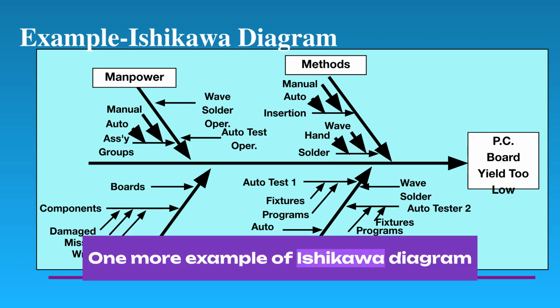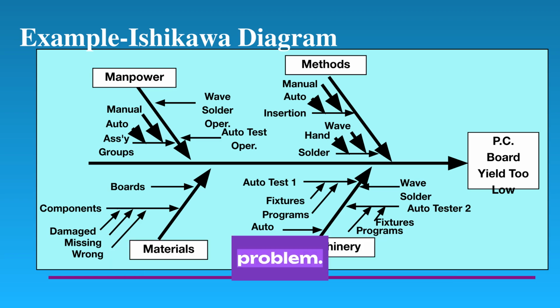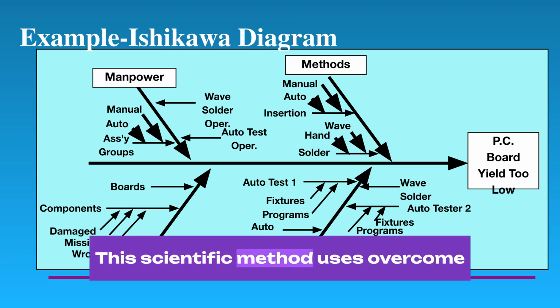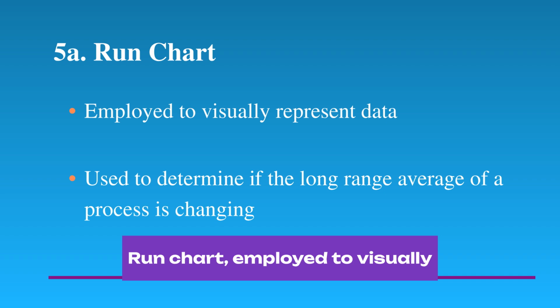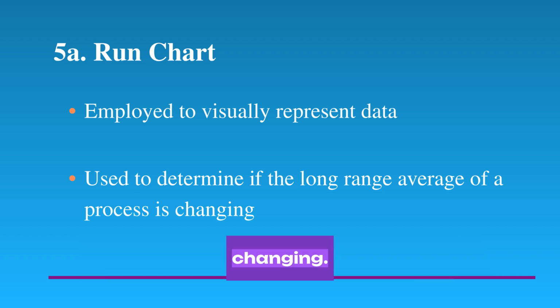One more example of an Ishikawa diagram to show how effectively we can use it to eliminate any problem. This scientific method is used to overcome any problem. Run chart, employed to visually represent data, used to determine if the long-range average of a process is changing.